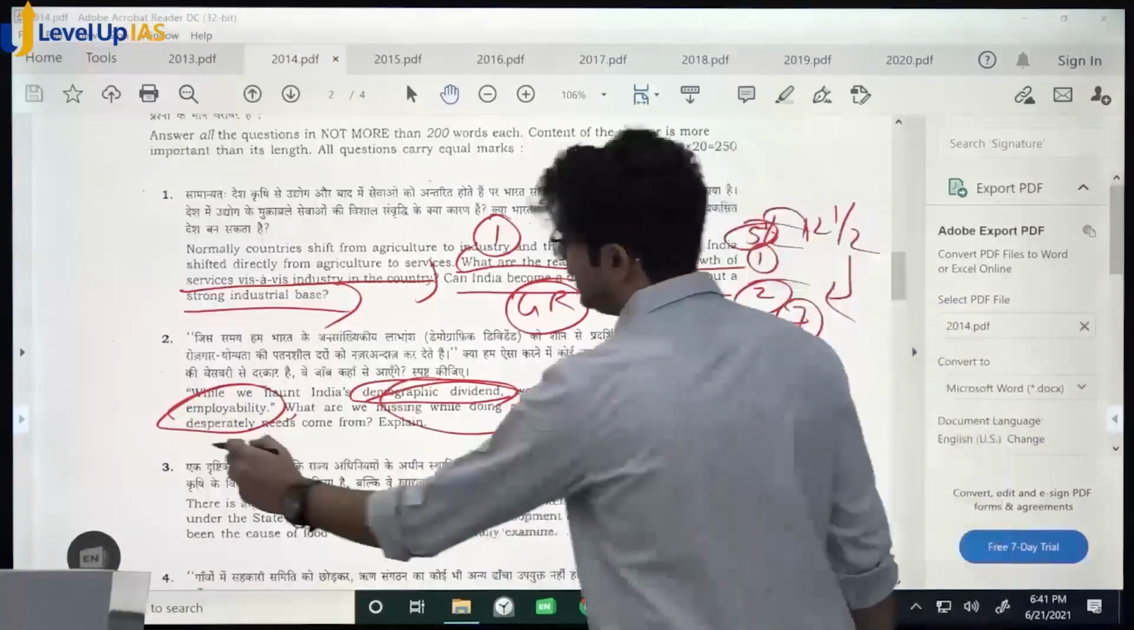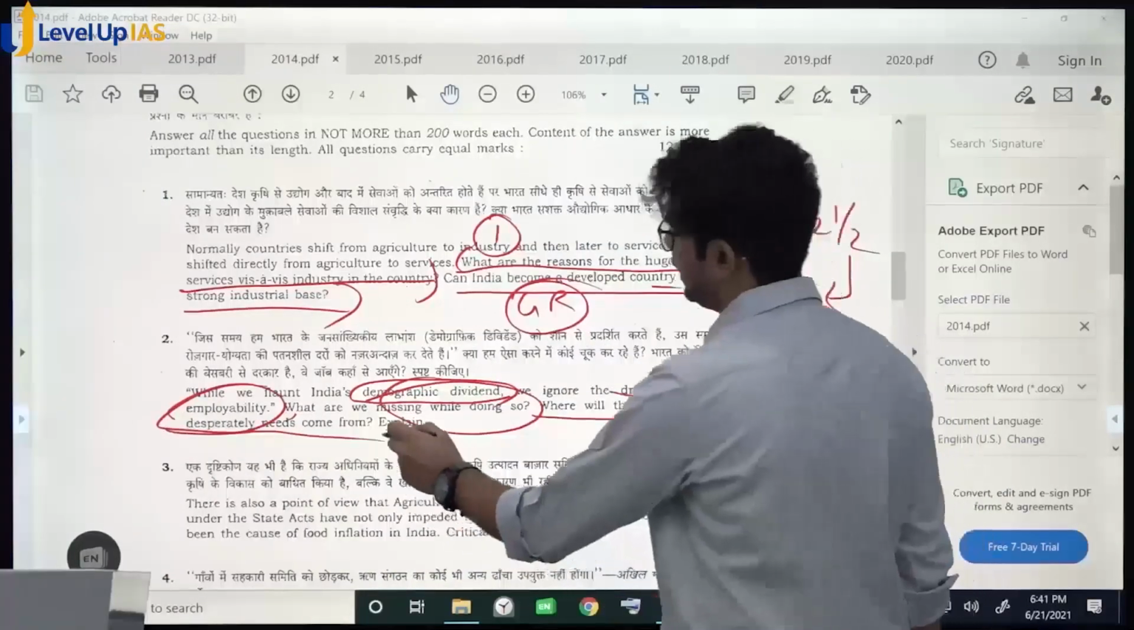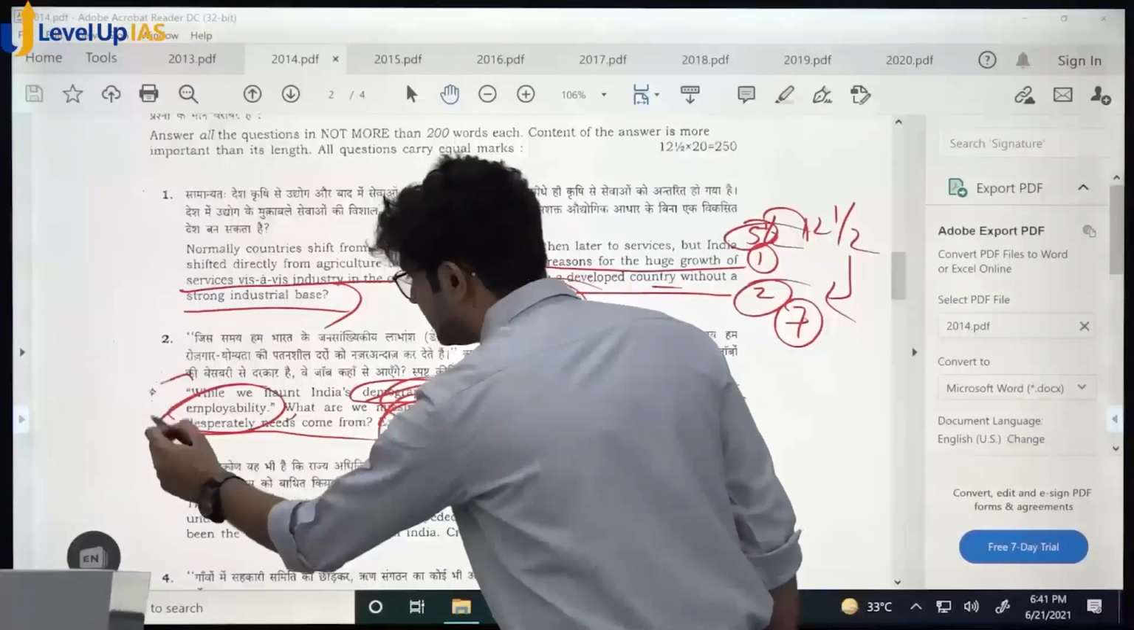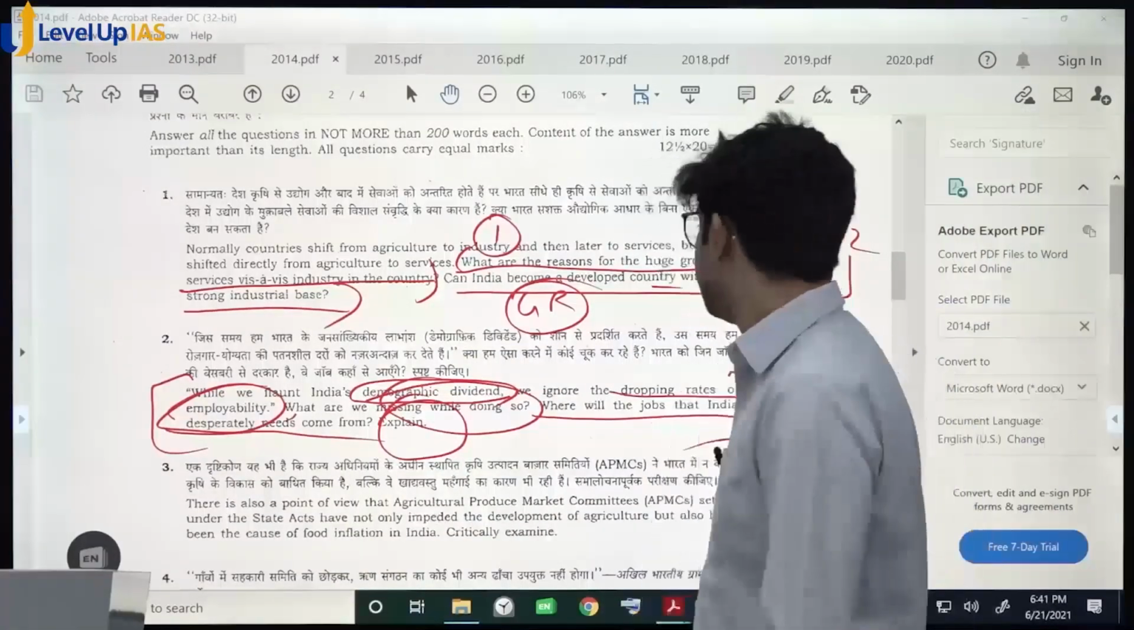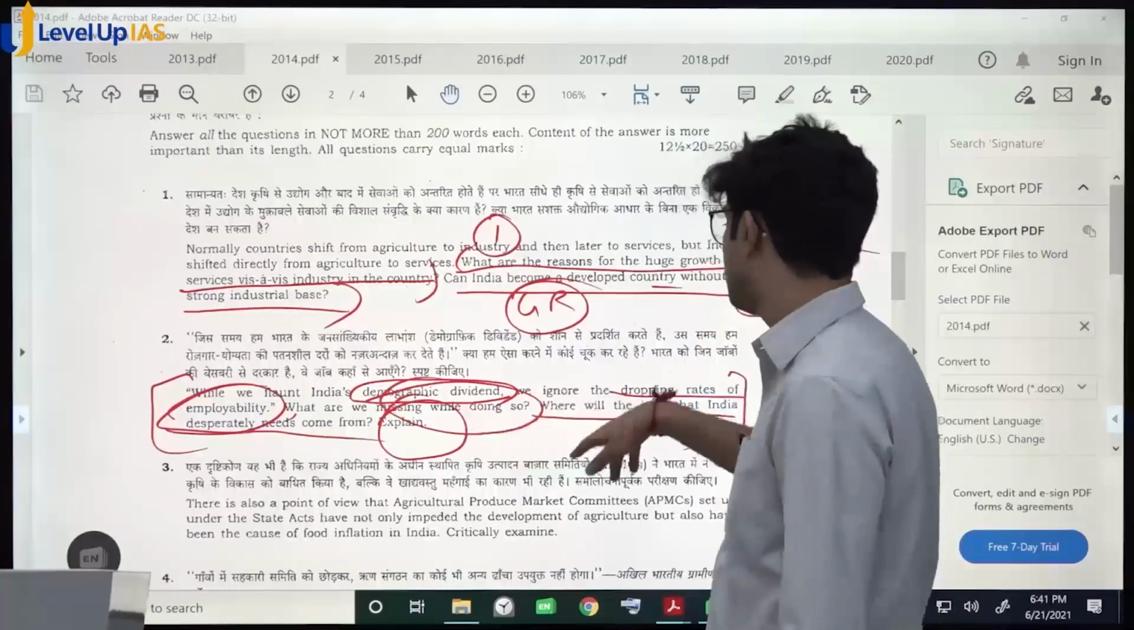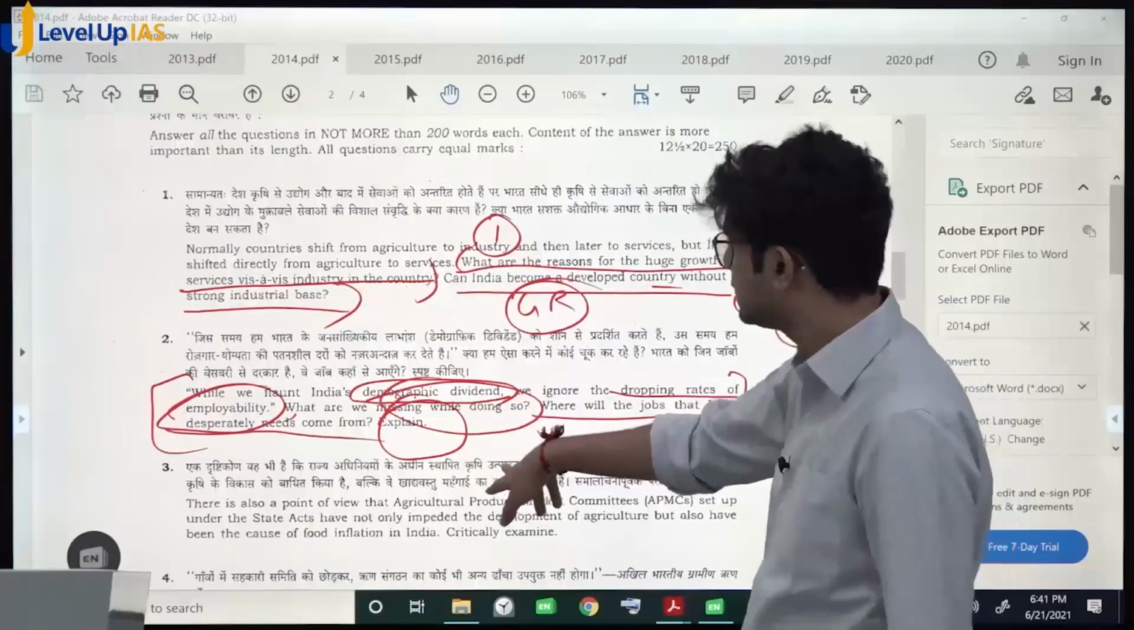What are we missing while doing so? Where will the jobs that India desperately needs come from? Explain. A very, very interesting and thought-provoking question. What are we missing while doing so? Where will the jobs that India desperately needs come from? Explain.